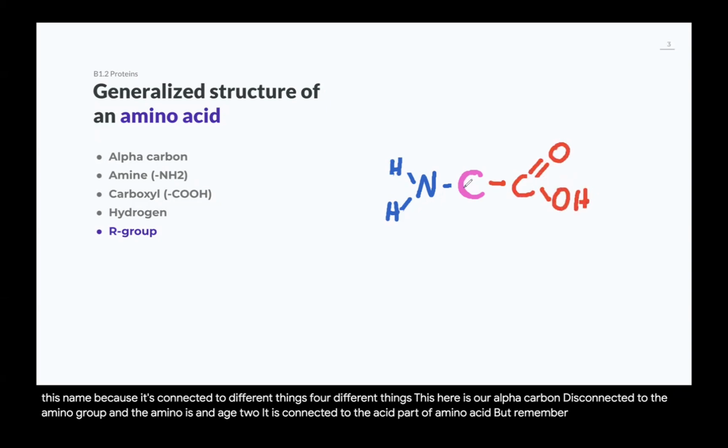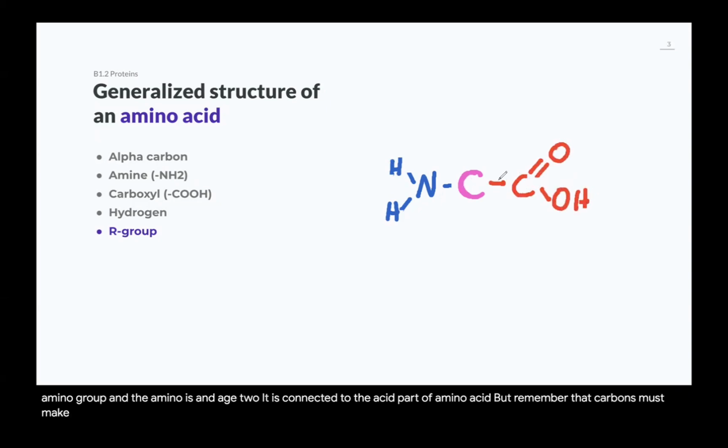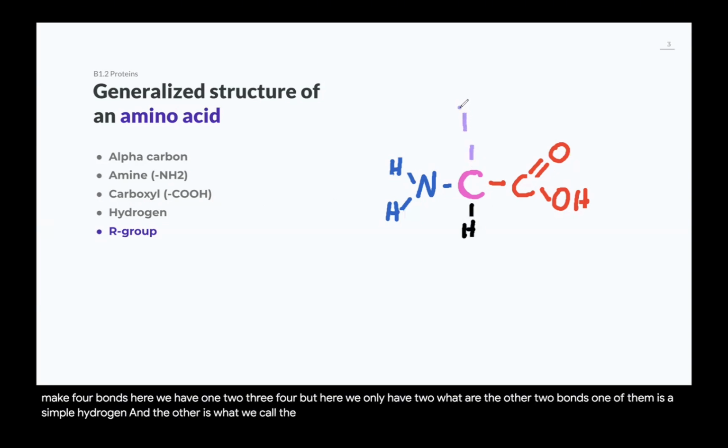But remember that carbons must make 4 bonds. Here we have 1, 2, 3, 4, but here we only have 2. What are the other 2 bonds? One of them is a simple hydrogen, and the other is what we call the R group. This R here can be represented by many different things.